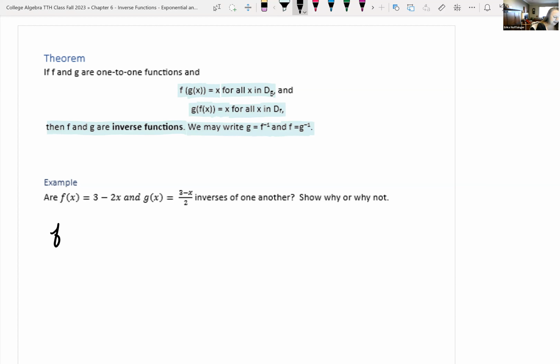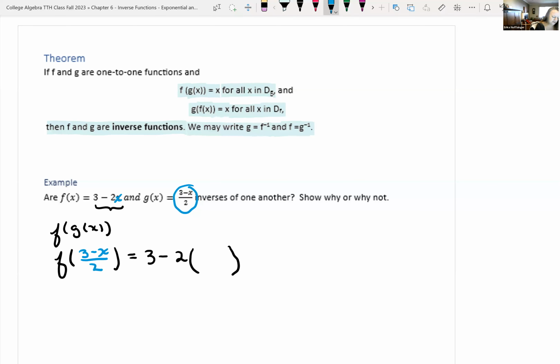So let's look at f of g of x. So that is taking our g of x function, 3 minus x, all over 2, and plugging it in wherever you see an x in f of x. So let's go through, and in f of x, let's put a parentheses where we see an x. So we have 3 minus 2, I see an x, so put parentheses there. And we're going to drop in g of x, which is 3 minus x all over 2.